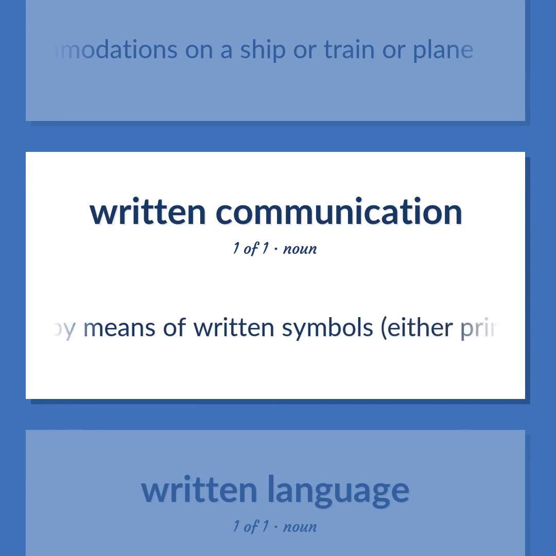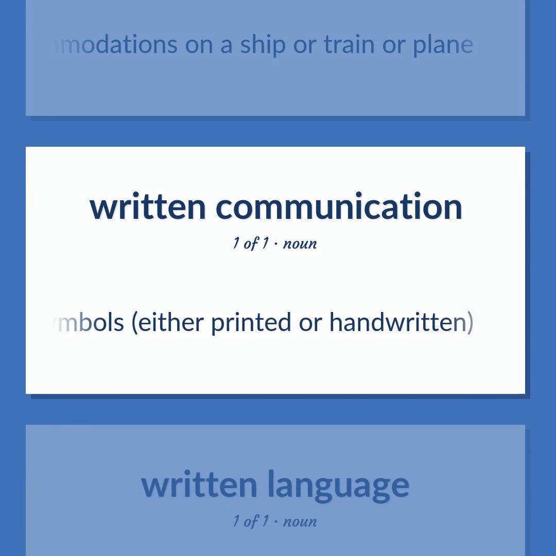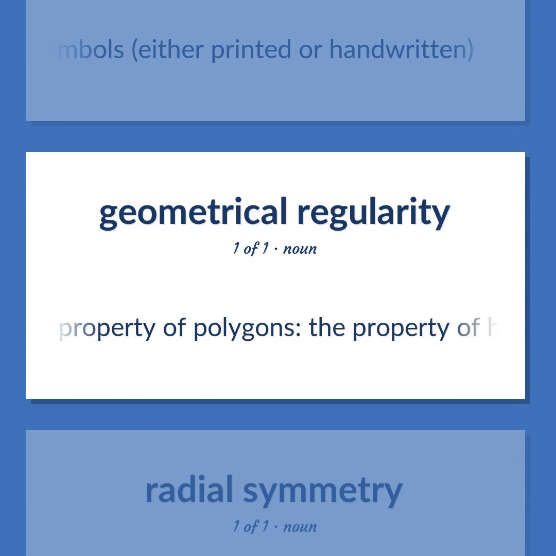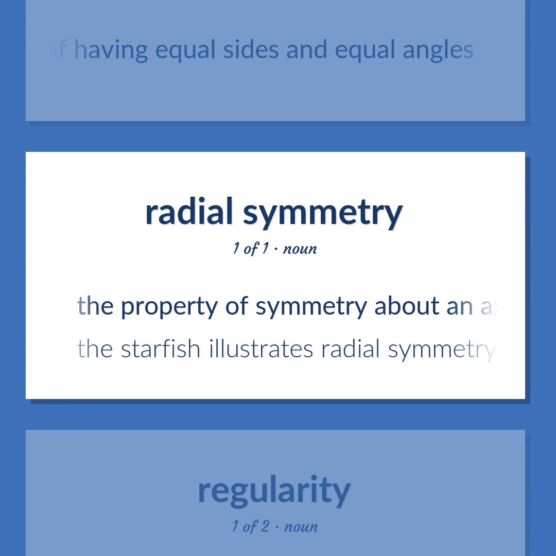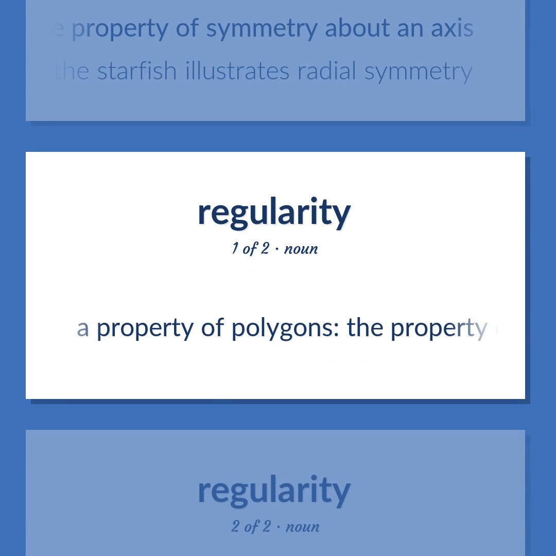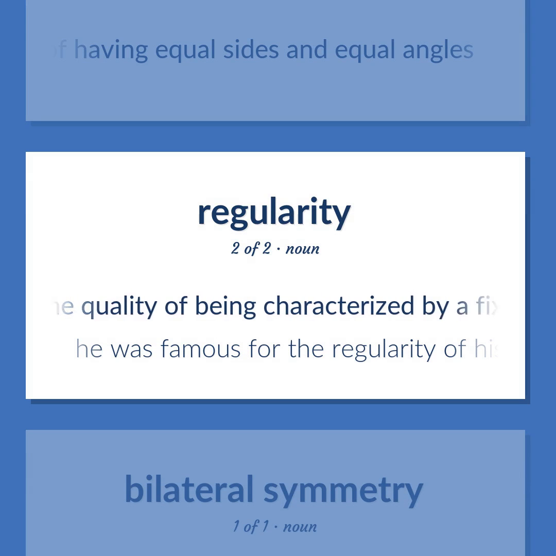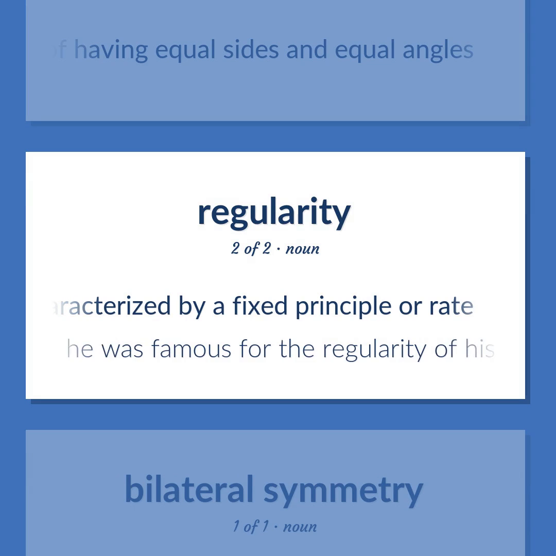Communication by means of written symbols, either printed or handwritten. A property of polygons. The property of having equal sides and equal angles. The property of symmetry about an axis. The starfish illustrates radial symmetry. The quality of being characterized by a fixed principle or rate. He was famous for the regularity of his habits.